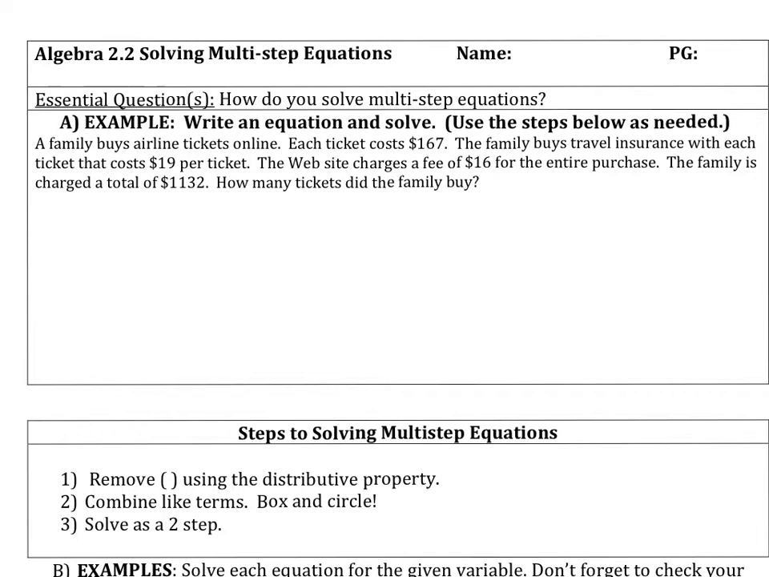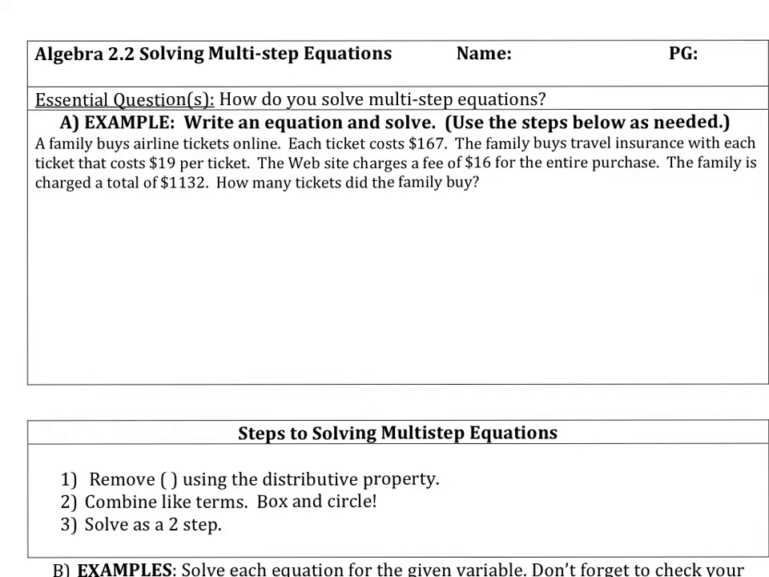Example A. A family buys airline tickets online. Each ticket costs $167. The family buys travel insurance with each ticket that costs $19 per ticket. The website charges a fee of $16 for the entire purchase. The family is charged a total of $1,132. How many tickets did the family buy?